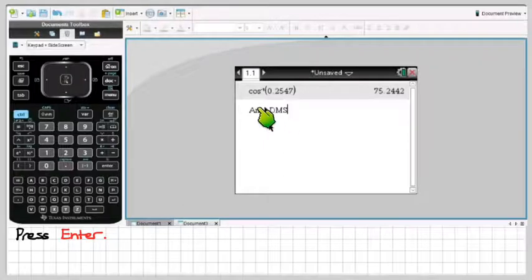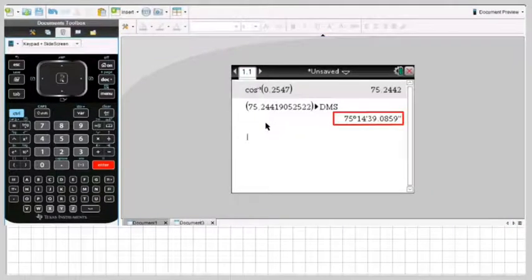Look, you get this. It says it wants to convert the answer to degrees, minutes and seconds format, and then it converts it into 75 degrees, 14 minutes and 39.0859 seconds. Now that's what I call an accurate angle. So before we get too carried away, we have to do it to the nearest minute. Well, look, 39 seconds.